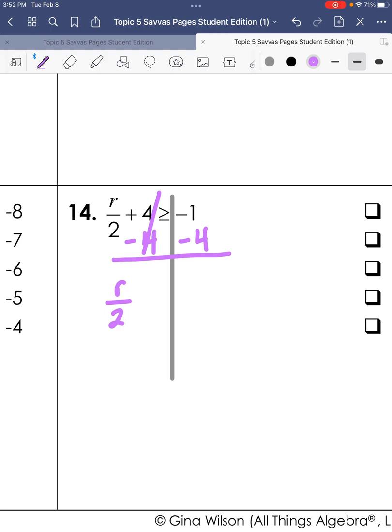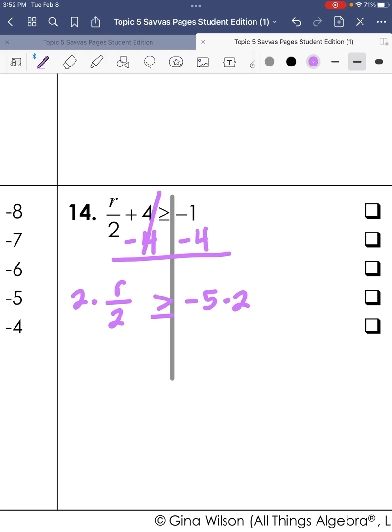Now on the other side, negative 1 minus 4 is negative 5. Now, does my sign change? When we subtract 4, no, it does not. So it's still greater than or equal to. Now, how is r connected to 2? It's connected to 2 through division, so I undo that by multiplying 2 on both sides.